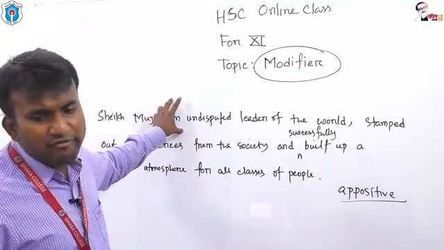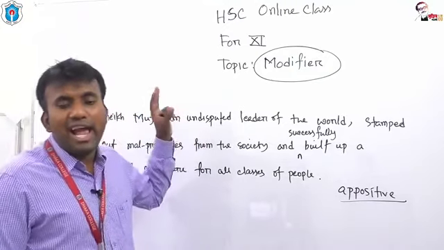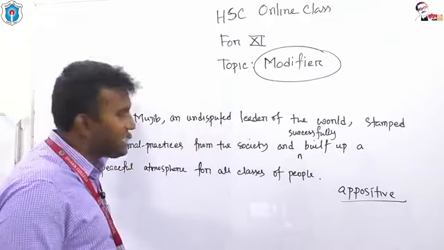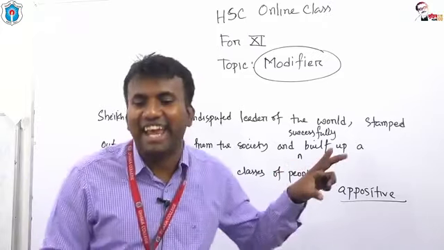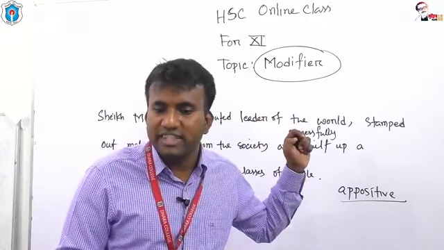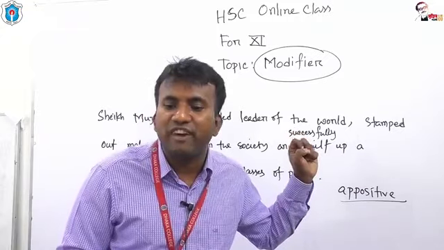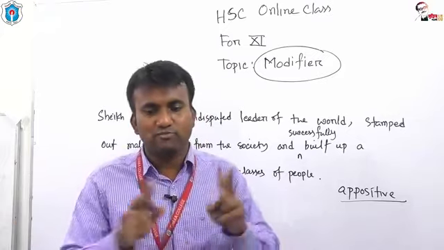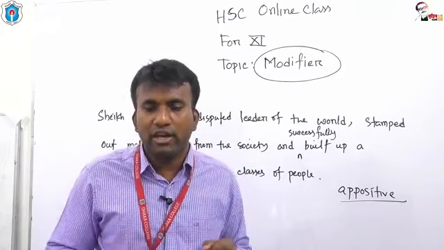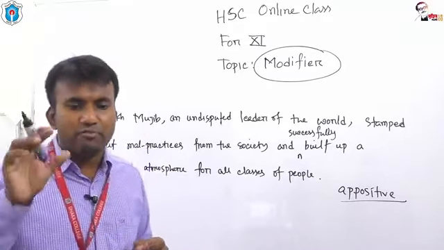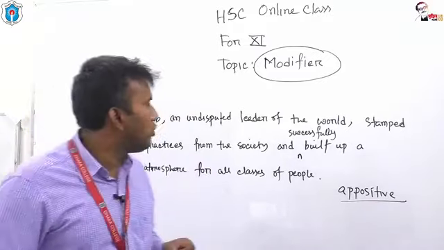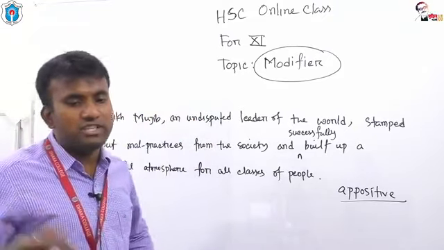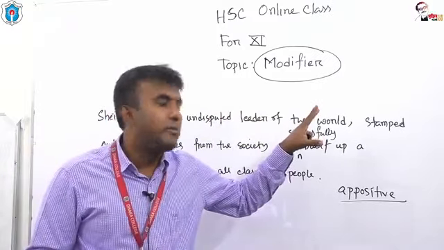We have got additional information about Sheikh Mujib, and what is it? An undisputed leader of the world, and this one is used after Sheikh Mujib. That's why I can say here appositive is a post-modifier. I have told you that modifiers are of two types. One is pre-modifier, other is post-modifier. If any modifier takes its position after a modified word or phrase, it becomes a post-modifier. An undisputed leader of the world is an appositive, used here as a post-modifier.